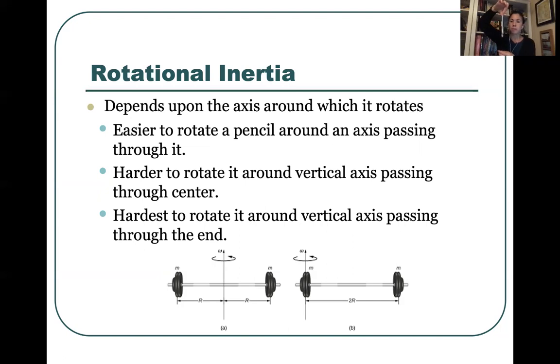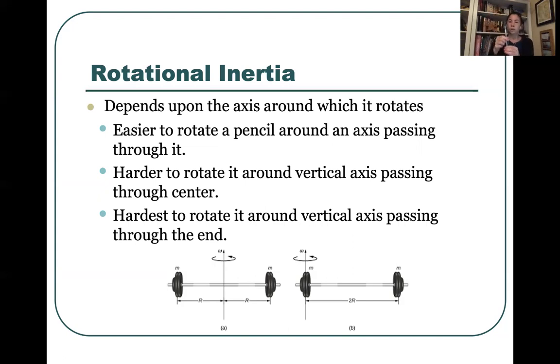So that would be very low rotational inertia. If I do something like this, and I rotate like around, or you can see better like this, then this will increase the rotational inertia. So it's easier to rotate my pencil around an axis that's passing through it.